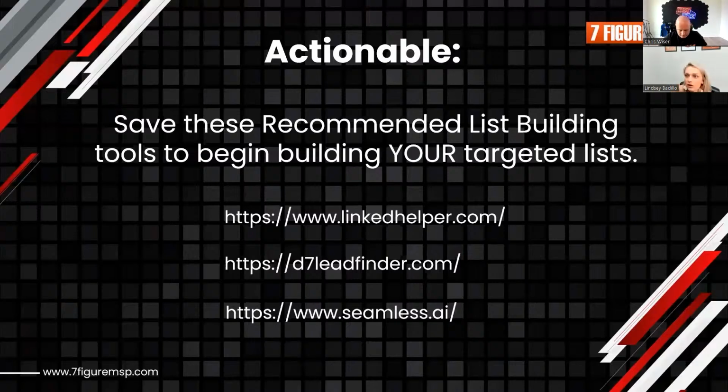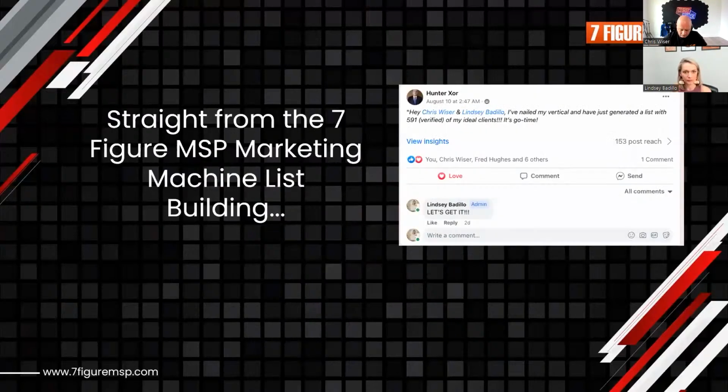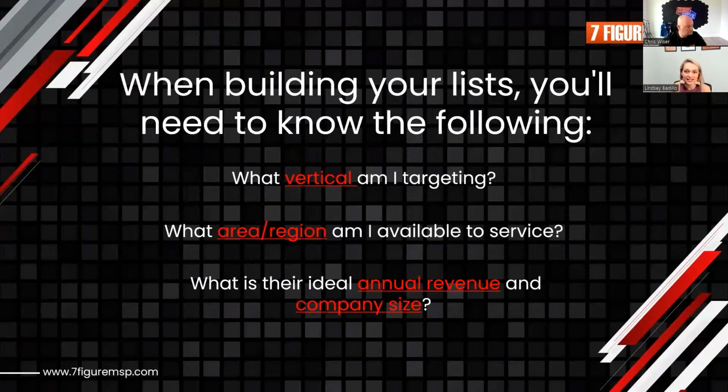All right, so let's get my mouse. There we go. Okay, so straight from the 7-figure MSP marketing machine, we've got Hunter over here who generated the list with almost 600 of his ideal clients, verified, cleaned, ready to go. So a few things that we just talked about really quickly. What vertical am I targeting? What area, like literally what geographic region am I in, what zip code am I targeting, and then what's their annual revenue and company size?